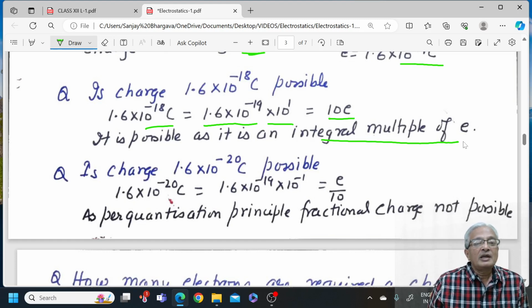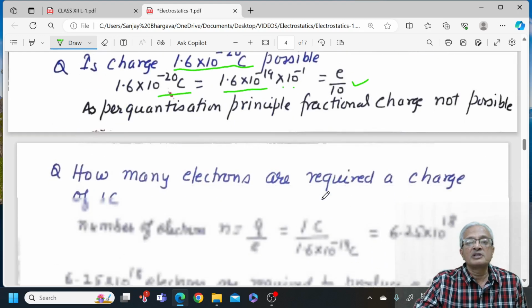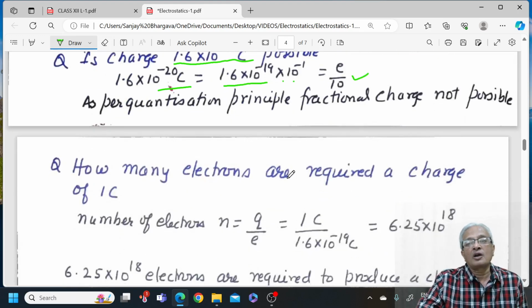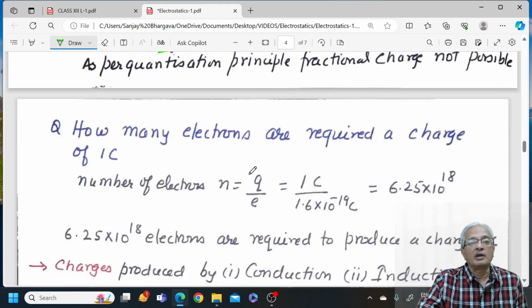Now let us check. Is a charge of 1.6 × 10^-20 coulomb possible? So 1.6 × 10^-20 coulomb can be written as 1.6 × 10^-19 multiplied by 10^-1, which is equal to 1/10 of the basic unit of charge. As per the quantization principle, fractional charges are not possible. So a charge of 1.6 × 10^-20 coulomb is not possible.